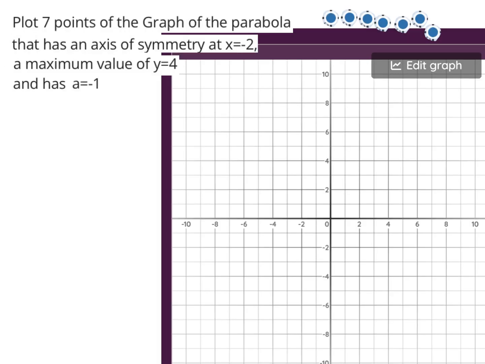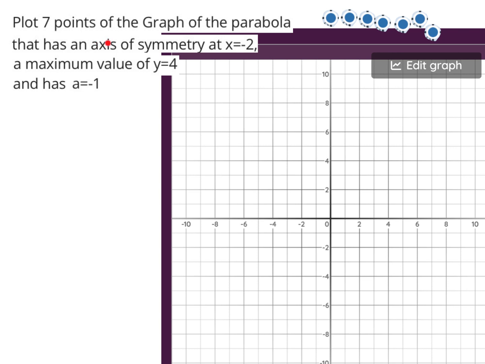So here is some information. It says plot 7 points on the graph of the parabola that has an axis of symmetry at x equals -2 and a maximum value at y equals 4 and has an a value of -1. So many students got confused with this, right? How do we do this? Well, let's read a bit of it at a time and understand what that means.